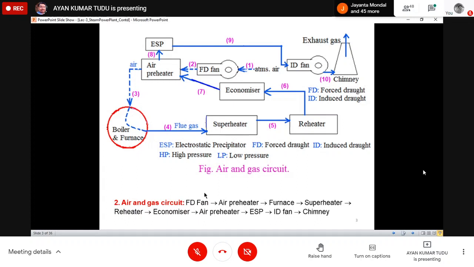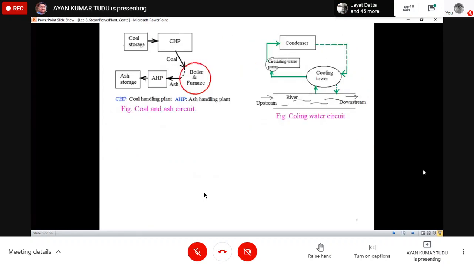So what is the coal and ash circuit? As you can see, the left-hand side of the slide is visible. First of all, tell me, is the slide visible? Slide 4. Yes, sir. Okay, because there was a problem on Saturday when I was having a class. A certain problem occurred while changing the slide, and it was not visible for a few students. Okay, let's get back to the class.